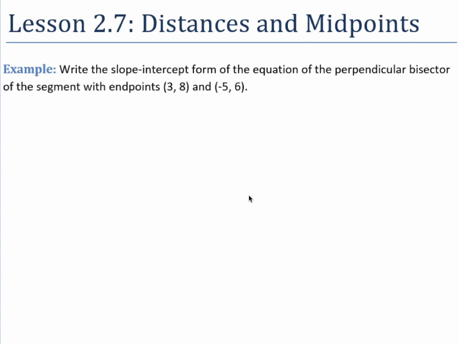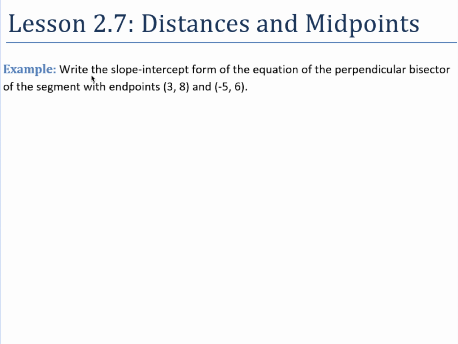So the second part of lesson 2.7, we're going to be doing just a couple examples, this example here, and then we'll look at another variation of the distance formula and the midpoint formula as we look at 3 dimensions. So I really like this question right here, this example, because it's going to involve several different things.